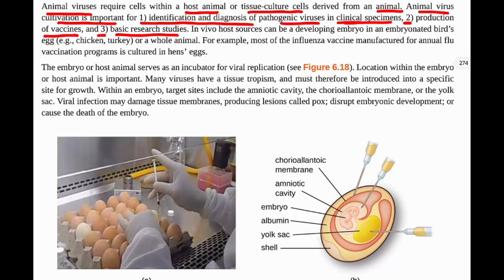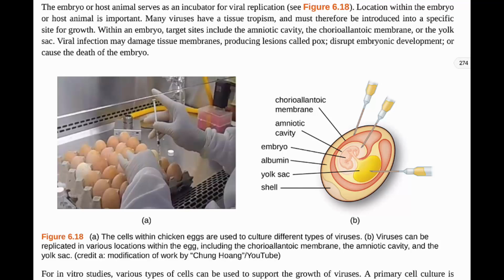So in vivo host sources can be a developing embryo and an embryonated bird's egg. So this is what's often used for an in vivo. Remember, in vivo is in an actual living organism. So for example, most of the influenza vaccines that are manufactured for the annual flu vaccination programs are cultured in hen's eggs. So they use an egg of a hen, and then they use it as an incubator to make these viruses, because remember, they have to be within a cell.